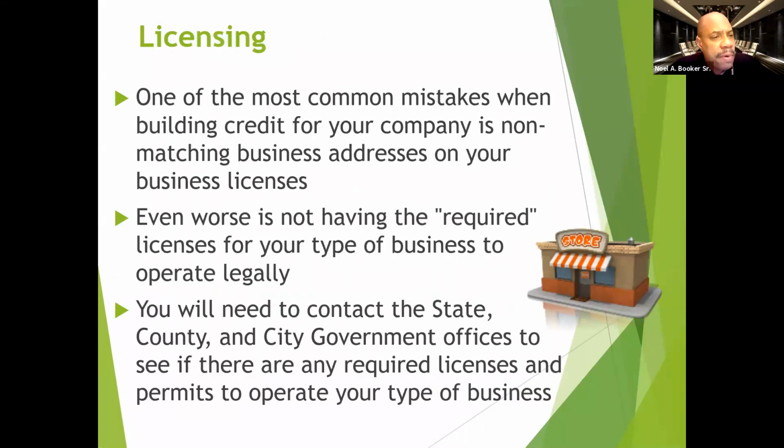Licensing. One of the most common mistakes when building credit for your company is non-matching business addresses on your business licenses. Even worse is not having the required licenses for your type of business to operate legally. You will need to contact the state, county, and city government offices to see if there are any required licenses and permits to operate your type of business. So basically, people got the license they need, but the most common mistake is they got the wrong address. They got an old address on their license.